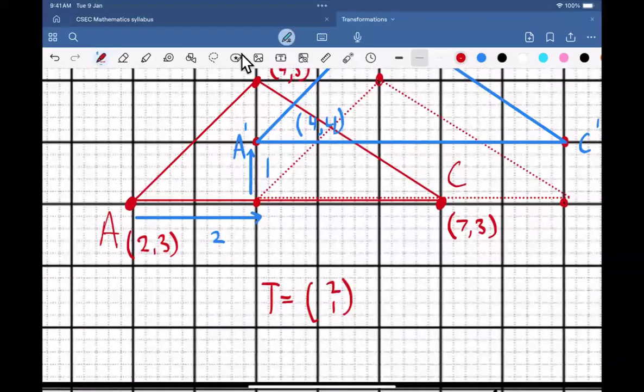Do you understand that? My translation was 2, 1. So to get my image point, I just add on 2, 1. 2 plus 2 is 4. 3 plus 1 is 4. Bam. Everyone, do you understand that?